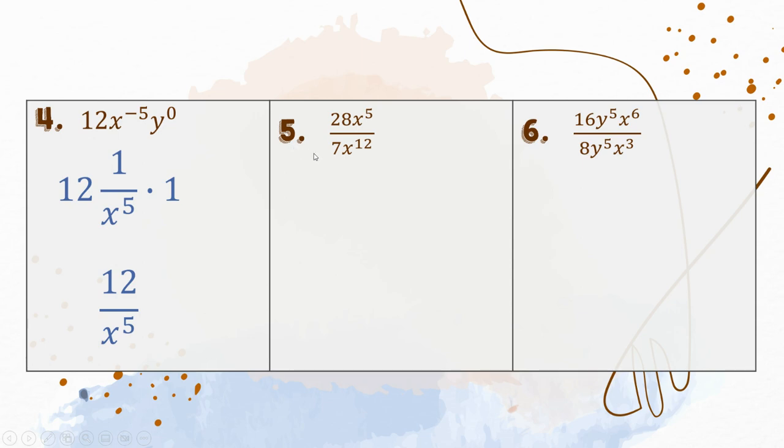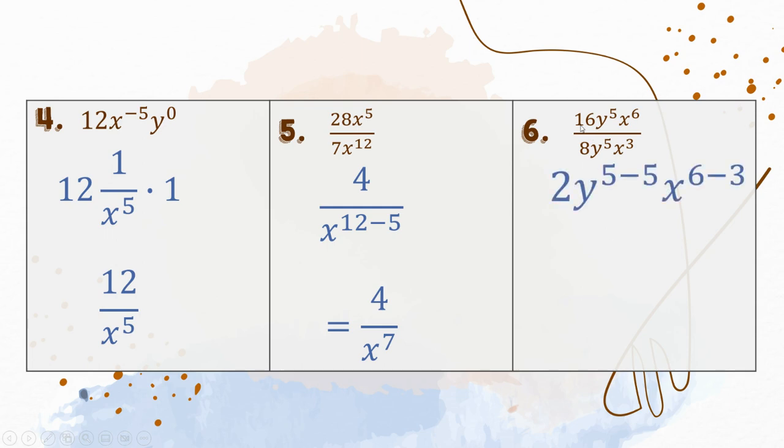Now, in example 5, we're dividing. First, we want to divide the coefficients. 28 divided by 7 gives us 4. And then wherever you have more power, so we have 5 factors of x in the numerator, 12 factors of x in the denominator. 12 is bigger than 5, so we would take the difference, 12 minus 5, in the denominator. So 4 over x to the 7th.